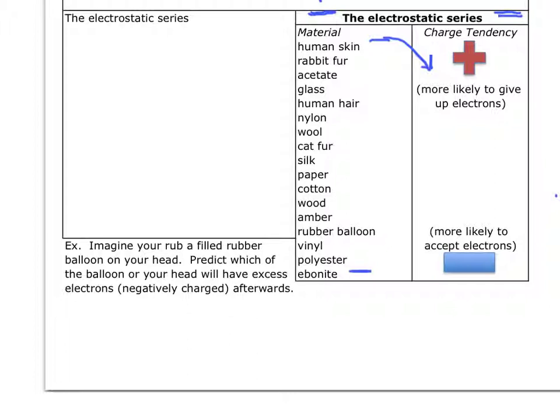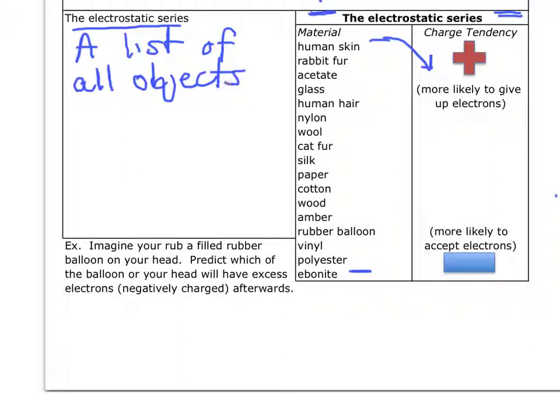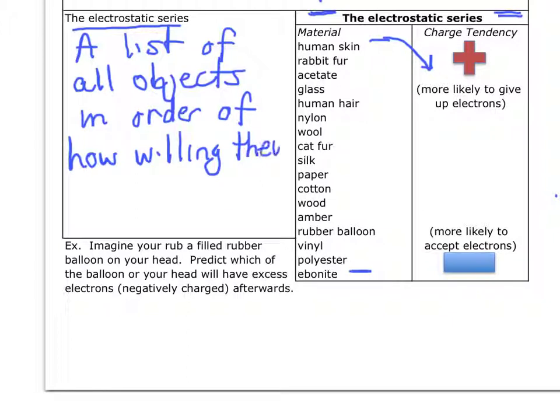So like I say, the electrostatic series is really any object you can think of would find its place on this series. This is just a sample. So the electrostatic series in general is in order of how willing they are to give away electrons.